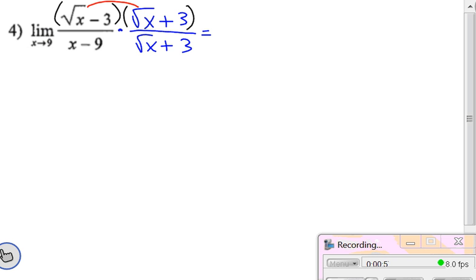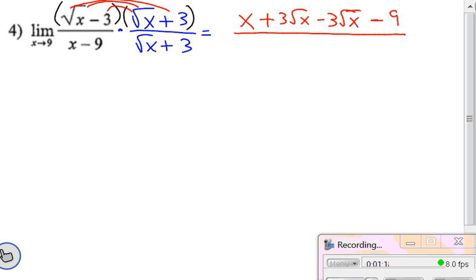So first times first, square root of x and the square root of x is square root of x squared, which is x. Outside gives you positive 3 square roots of x. Inside gives you negative 3 square roots of x, which is why we did that. So those two just cancel out. And then negative 3 times 3 is negative 9. Okay, so that's the top.